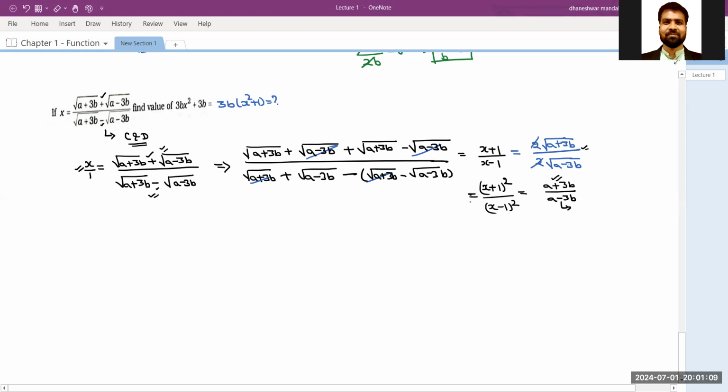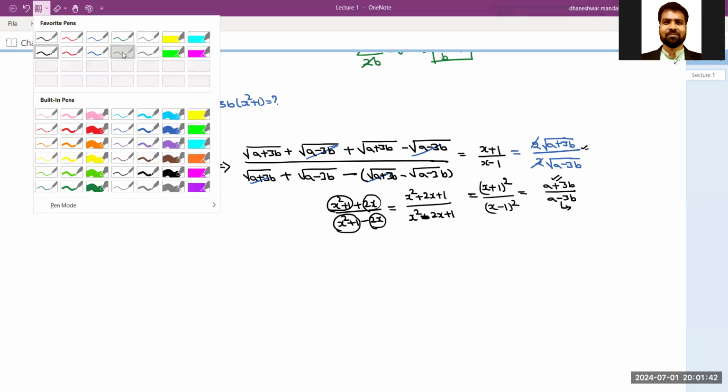So if I expand this term, then I get x square plus 2x plus 1, and here we have x square minus 2x plus 1. So can I write this term in this way: x square plus 1 plus 2x, and again x square plus 1 minus 2x. So here again we have some term which is adding, and here we have some term which is subtracting. So can I use the componendo dividendo method again here?